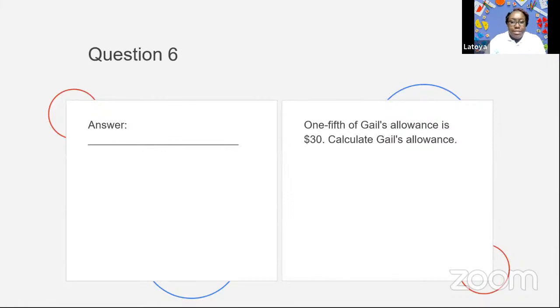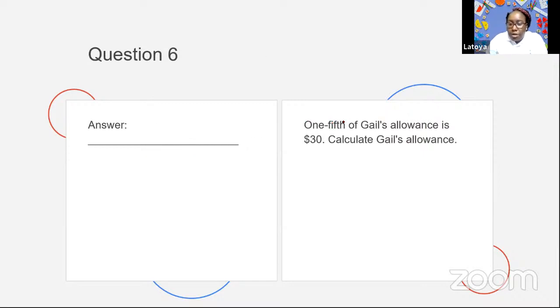Right, number 6. 1/5 of Gail's allowance is $30. Calculate Gail's allowance. Now in the chat, how are we going to work out a question like this? 1/5 of Gail's allowance is $30. Calculate Gail's allowance. What should I do? Anybody? What should I do to work out a question like this?